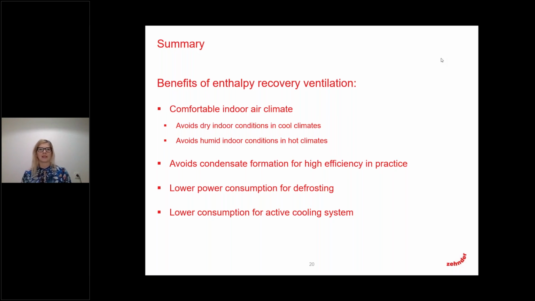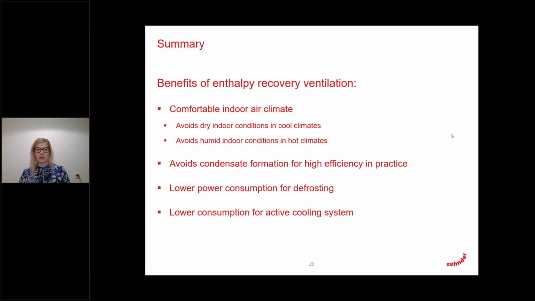And with this, it's time to make a summary of our webinar, and to wrap it up: the topic is the benefits of enthalpy recovery ventilation. What we heard about is that it provides a comfortable indoor air climate, avoids dry indoor conditions in cool climates, and also avoids humid indoor conditions in hot climates. In that way, in addition to the heat recovery and the comfort with the temperature, we can also influence the humidity that we have in the room.